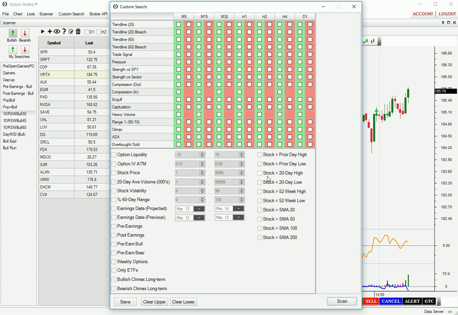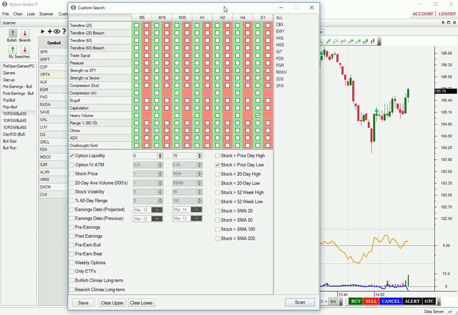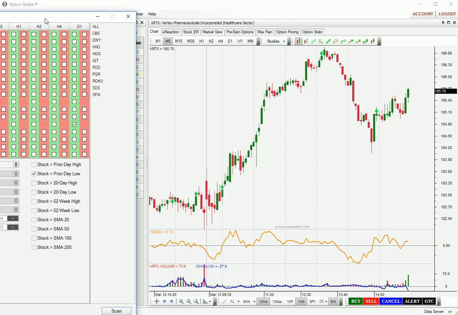This is one of my favorite searches, is to come in. Let's say the market's up like it was today, and I'm going to look for a stock that's below the prior day low, has heavy volume, and has good option liquidity. Now I'm going to ratchet that up. You can even put in weekly options if you'd like. Let's click scan and see what we've got. There we go. And this is how I'm going to only click through one chart here to keep things rolling.